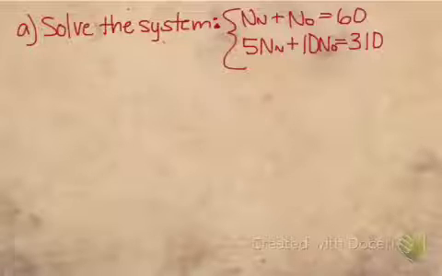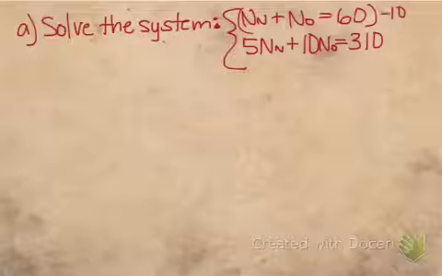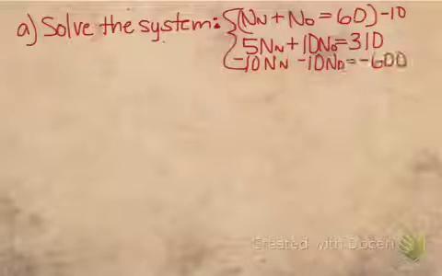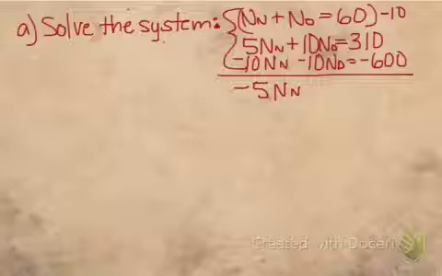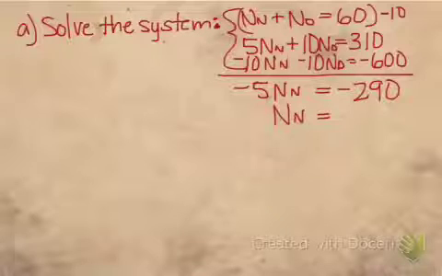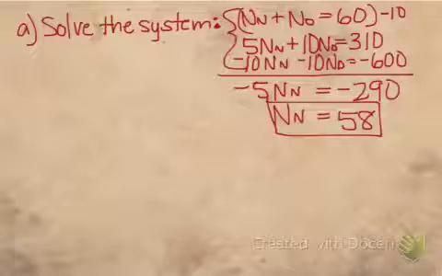So we can solve this one by elimination. We're going to multiply everything in the top by negative 10. So you get negative 10 n sub n minus n sub 0 equals negative 600. So we get negative 5 n sub n equals negative 290. If we divide by negative 5, we get n sub n equals 58.